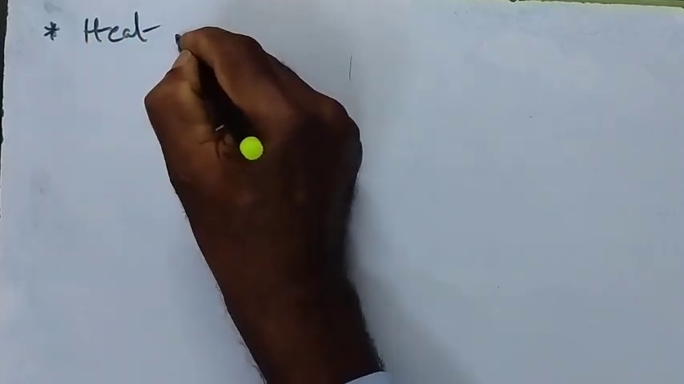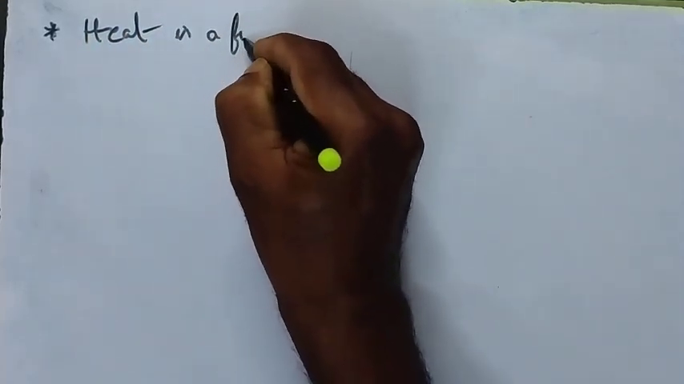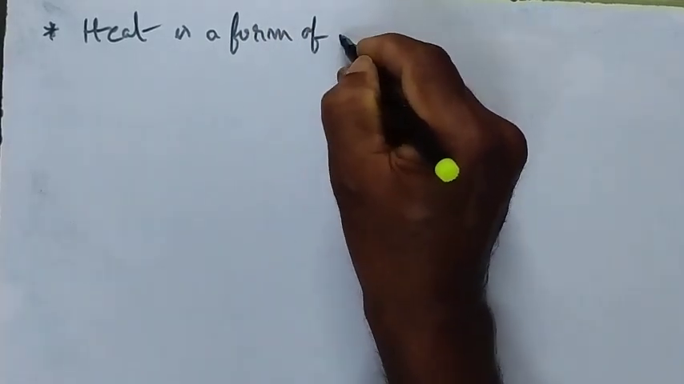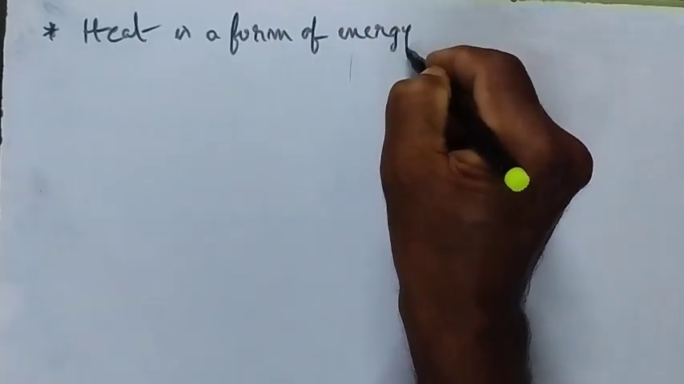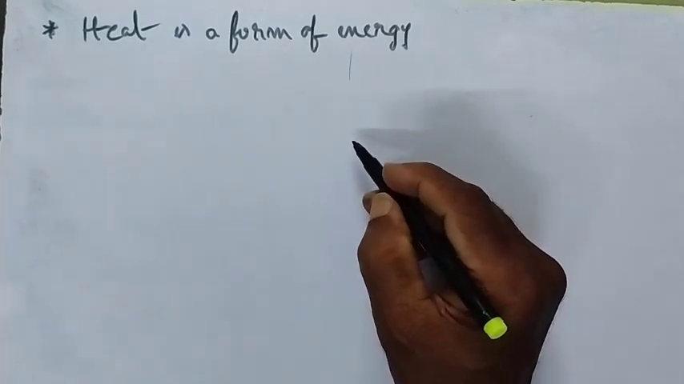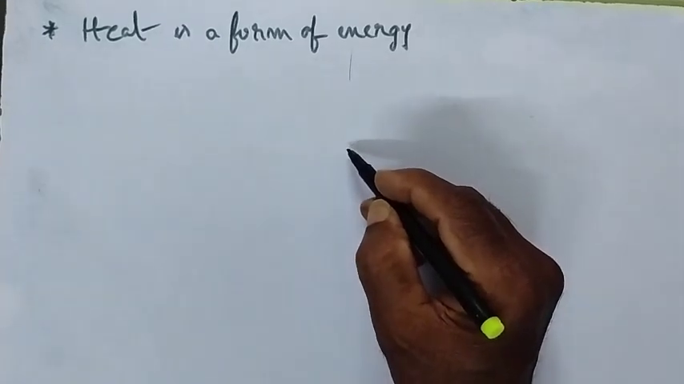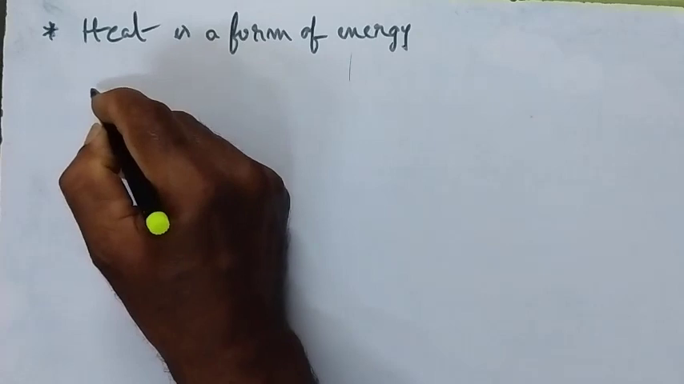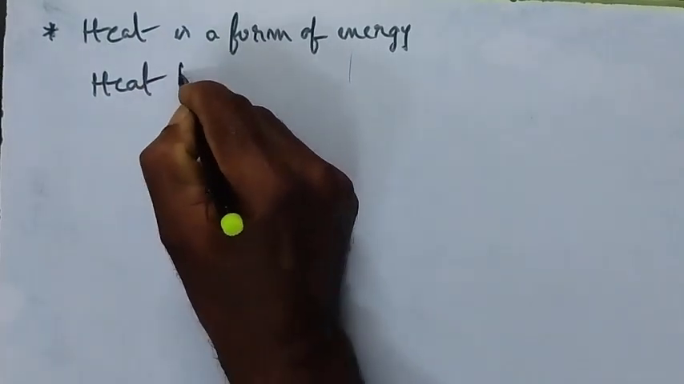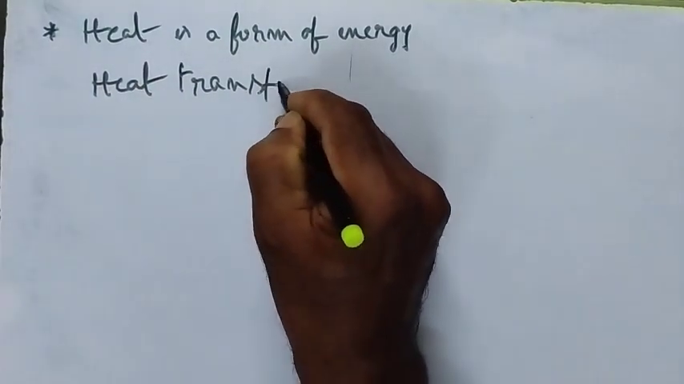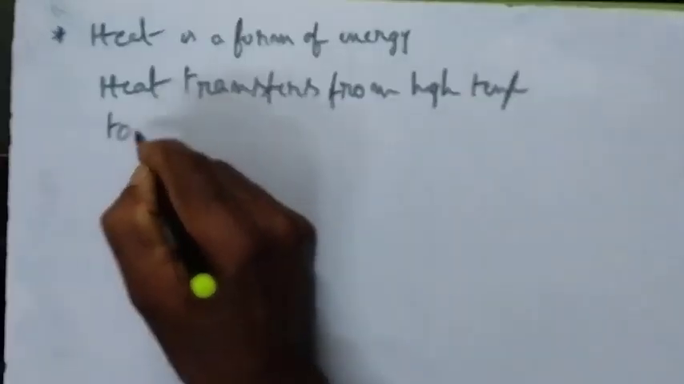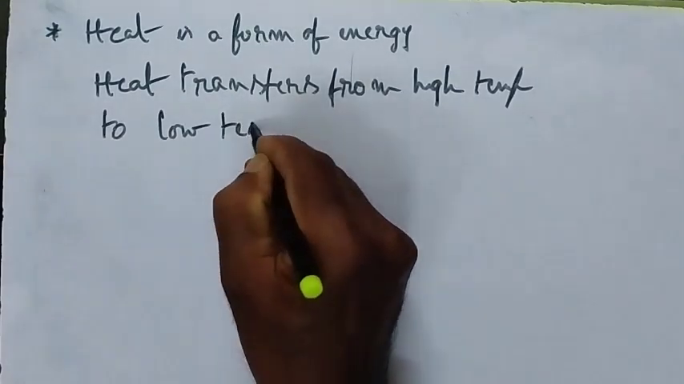We discuss heat and work in this chapter. Heat is a form of energy. When two bodies at two different temperatures are kept in contact with each other, then heat transfers from higher temperature to lower temperature. So heat transfers from high temperature to low temperature.